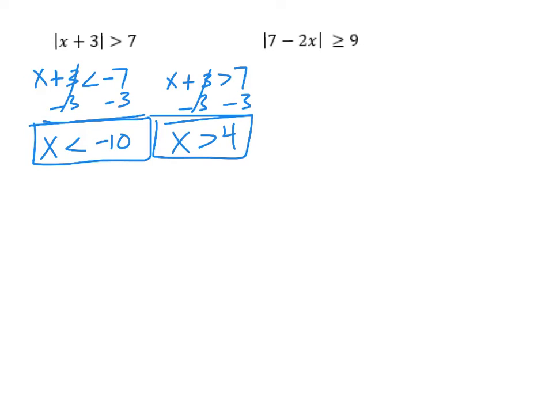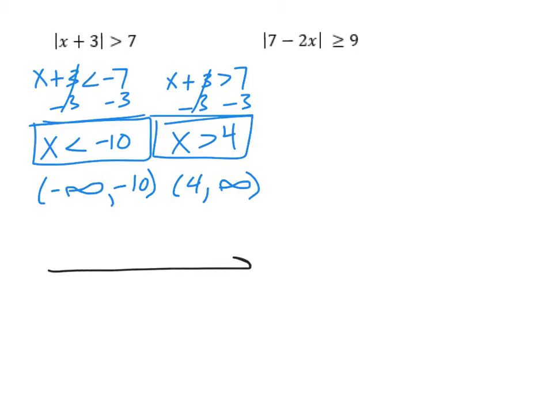If we go with the interval notation, a little bit different deal here. These are unbounded, and they're non-continuous. Negative infinity up to negative 10, and then 4 up to positive infinity. Just throw that on a number line. There's 0.